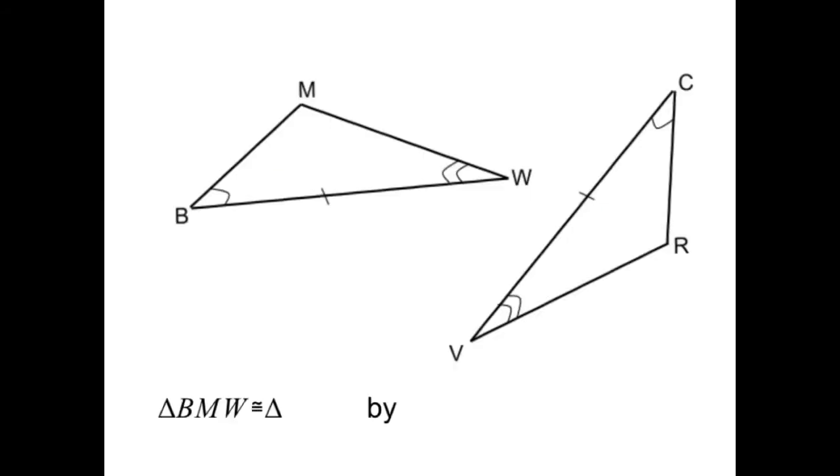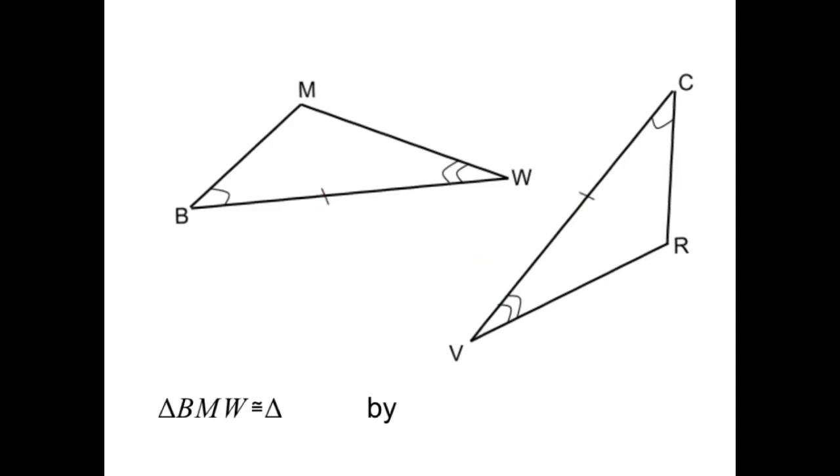So let's compare these two triangles here. We're going to start with the first part of the statement at least. This is triangle BMW. So one arc, no arc, two arcs, but notice that it has two angles and an included side that's marked congruent to these two angles and this included side.